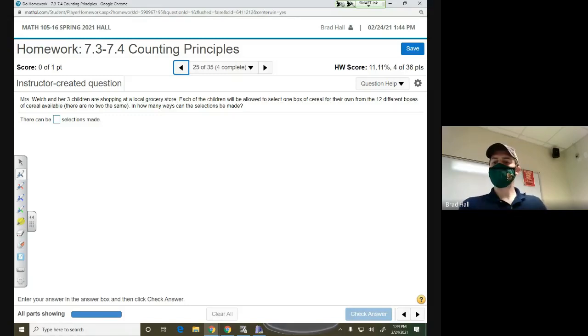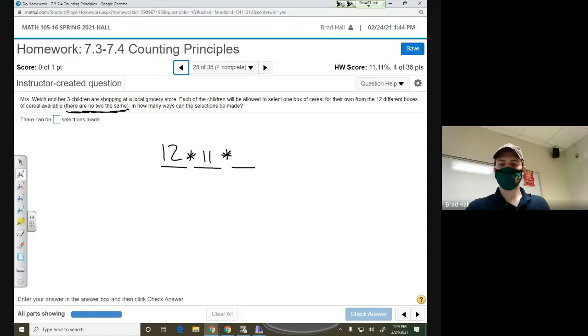Each one of the children, I'll just go through this one real quick. So 25, each of the children will be allowed to select 1 box of cereal from the 12 different boxes available. How many selections could be made? Well, how many selections are happening in this problem? 3. Each child selects their own. What are they choosing from? 12 different boxes. Can we repeat? No. Can't have 2 of the same. 11 and 10.